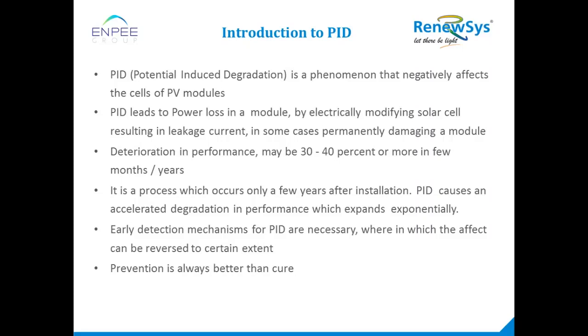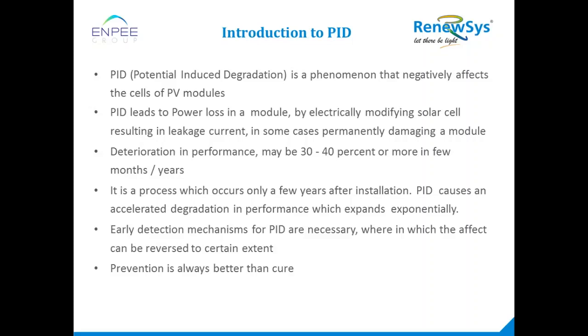So how fast can it occur? It might occur in a few months, depending upon the season in which we have installed. It might go up to a few years, depending upon the materials which have been used and the system voltages at which we have connected our system, what we have with respect to the ground potentials.